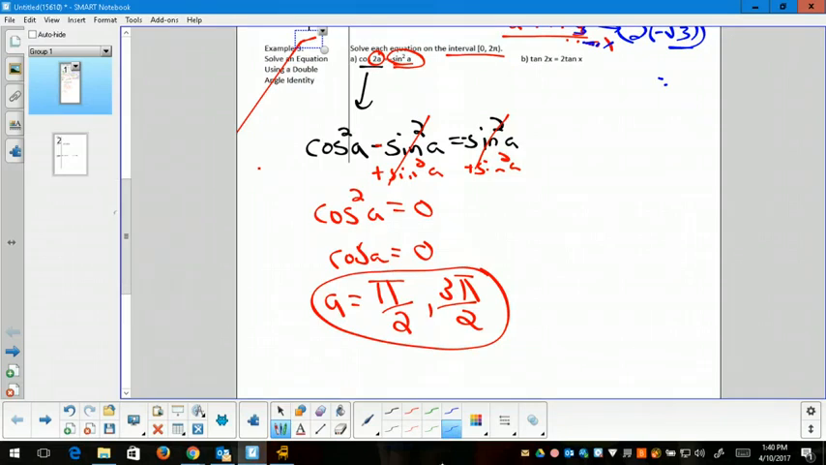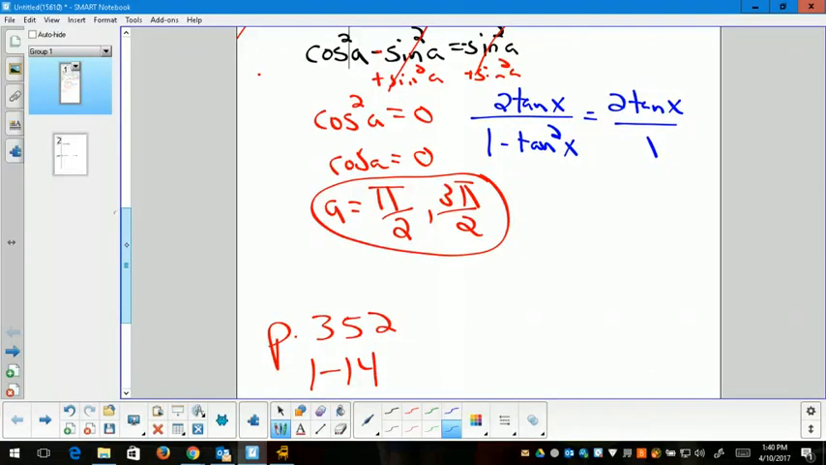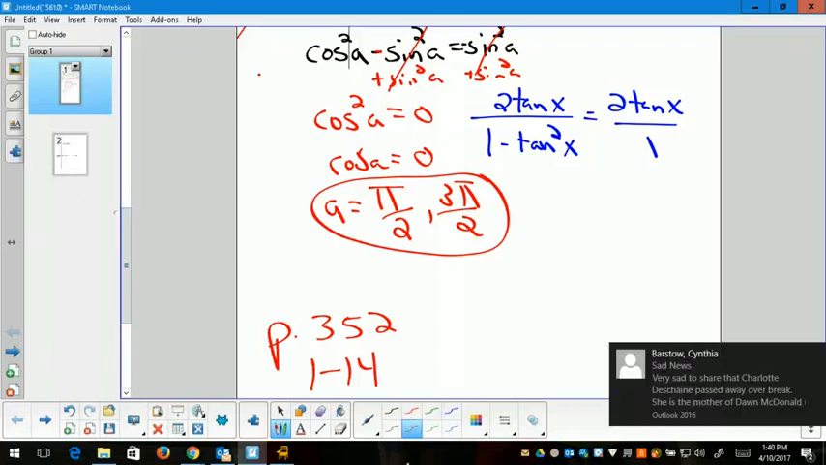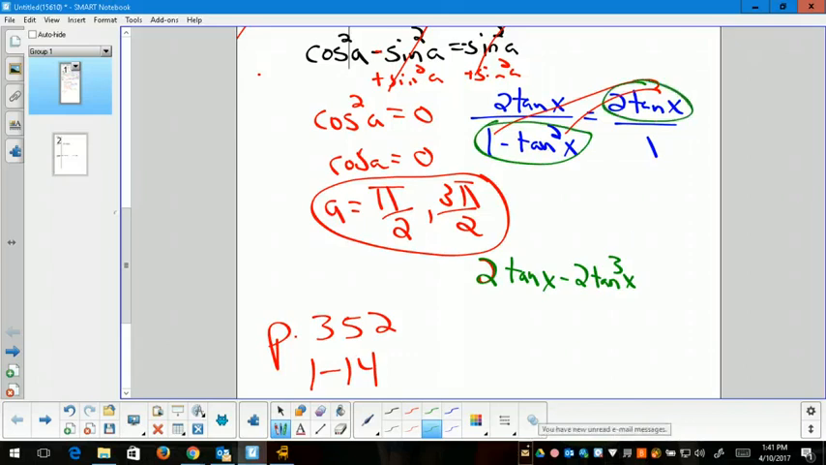All right. So I changed the tangent of 2x using the double angle identity. That's really 2 tangent x over 1 minus tangent x squared. On this side, I have 2 tangent x over 1. I don't have to work on just one side because I'm solving. I can cross multiply. In cross multiplying, I have this times 1 and this times tangent squared. So it's 2 tangent x minus 2 tangent x cubed. That's from doing this with this, that cross product.